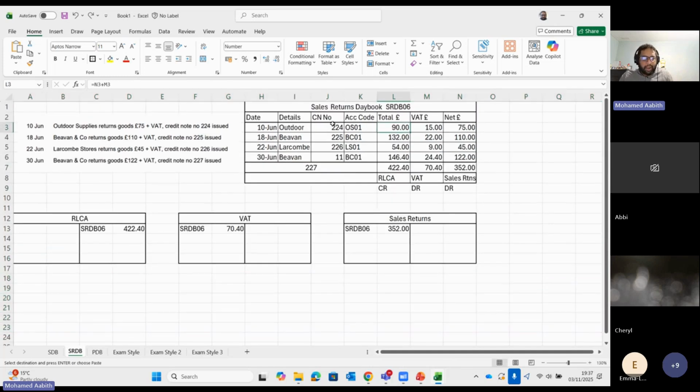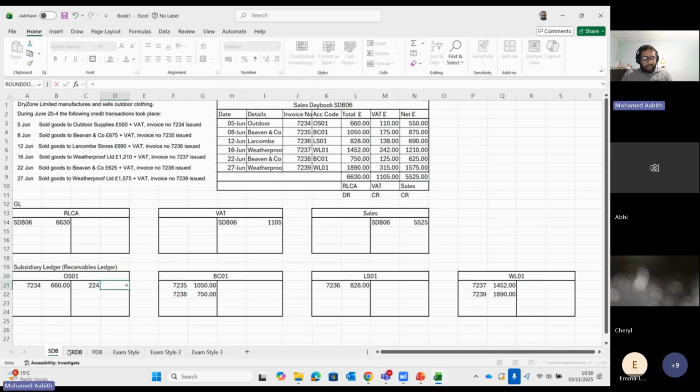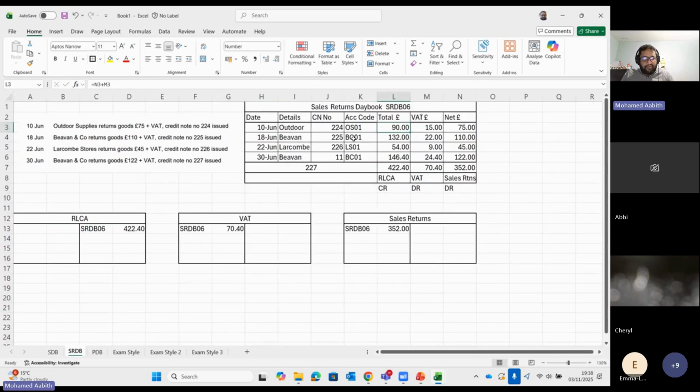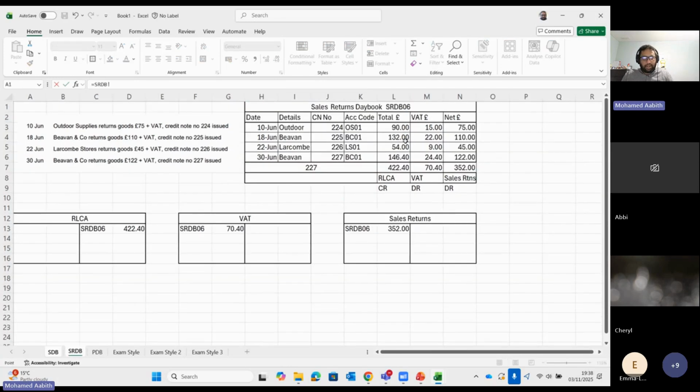So here, 90 pounds, 224, which is a credit note, which is a credit entry into your RLCA. So if I'm going to go here on the outdoor, we're going to say 224 and for the value of 90 pounds. So we're going to type the 90 pounds here. So I can say equal to that figure. So next credit note is for B1, that is 225, for 132 pounds. So here I'm going to say 225 equal to 132 pounds.